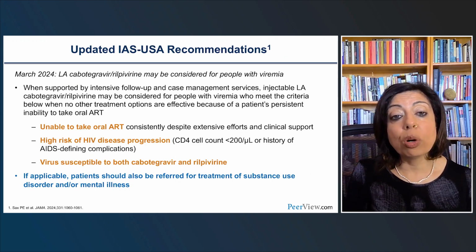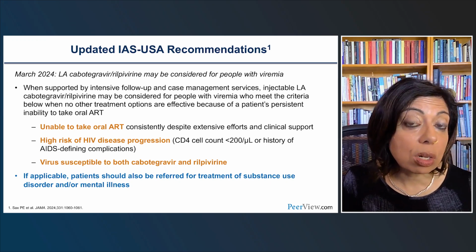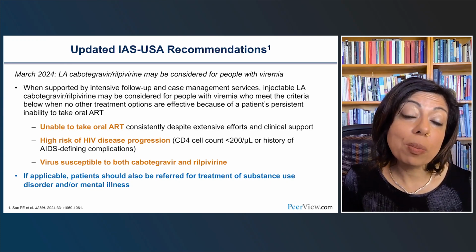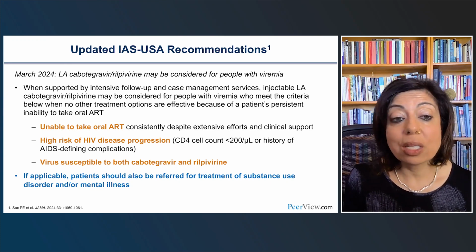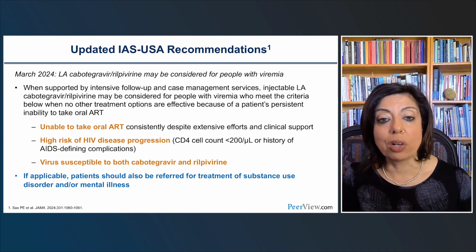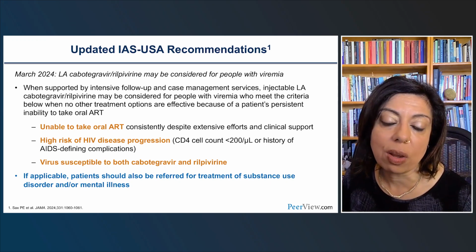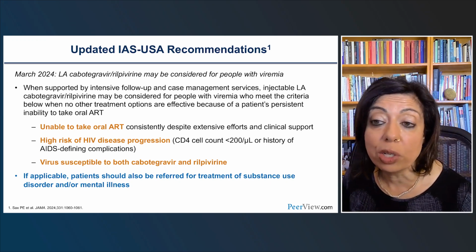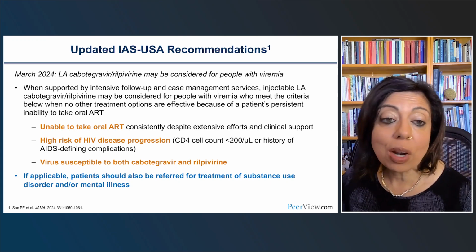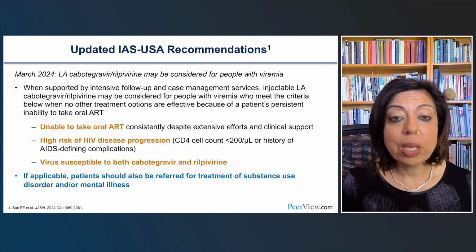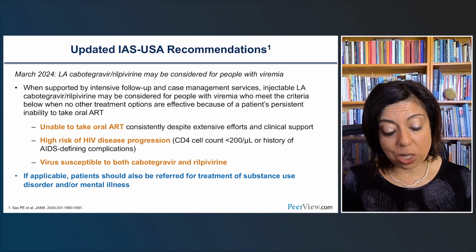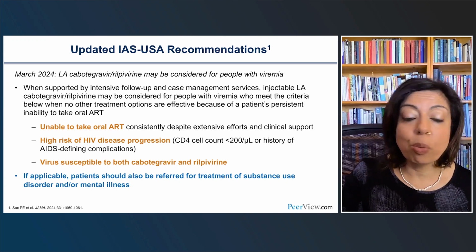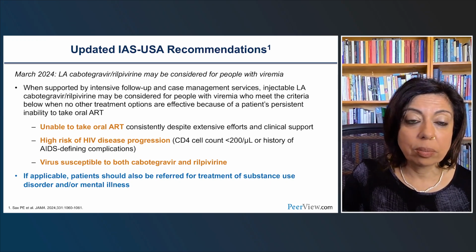Now, as of March 2024, IAS-USA says that we should consider the use of long-acting injectable therapy for those who have viremia and those who have adherence challenges, because if you can't take oral ART, it's much worse to be off ART than to provide the long-acting ART. Those who can't stay on oral ART are at risk both for transmitting the virus and certainly of a high risk of HIV disease progression. So IAS-USA guidelines have already changed, and we are still looking to the FDA and the DHHS guidelines to make changes at some point based on the results of this important study.